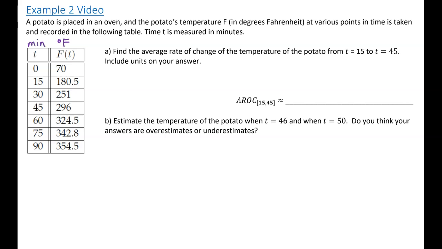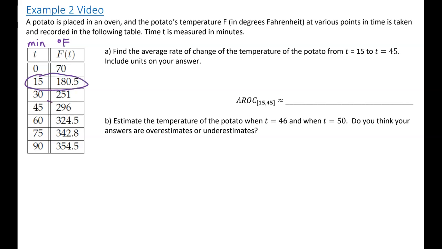So this potato goes in the oven, we track time in minutes, we track temperature in degrees Fahrenheit, and the data's been recorded here. And our first job is just to find the average rate of change of the temperature from t equals 15 to 45. So this isn't anything terribly new.